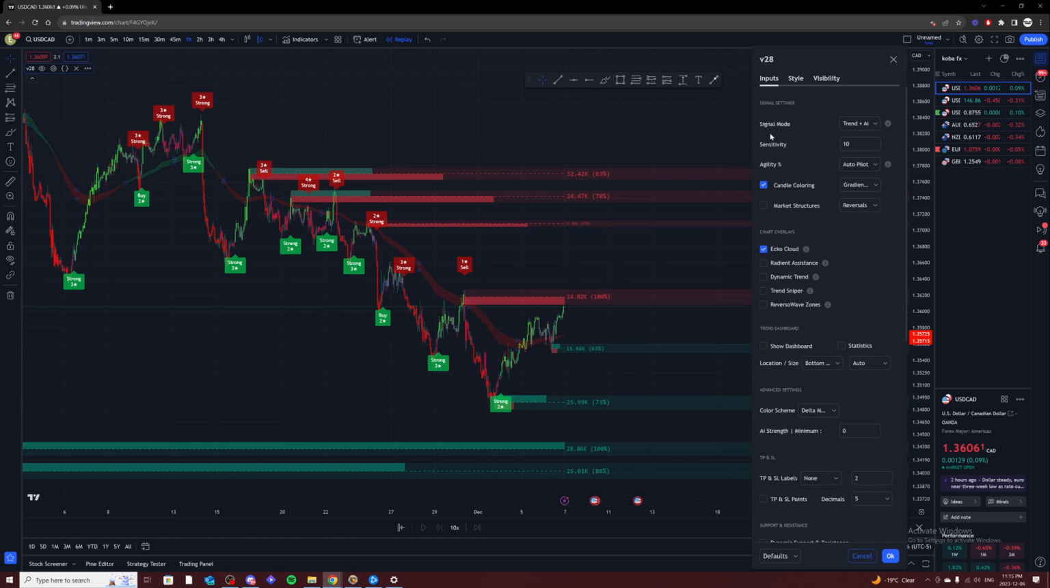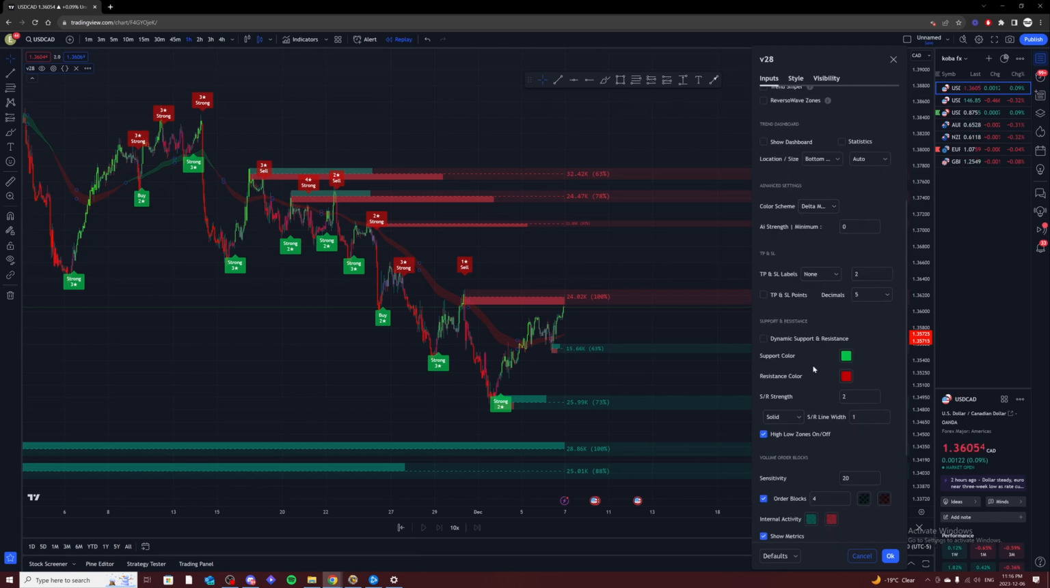Over here, we're going to have the signal mode under trend and AI. Next, we're going to have the candle coloring on gradient and turned on. Then we want to make sure that we have the echo cloud turned on. And one more thing, we want to make sure sensitivity is between 10 and 20. Simply play around with sensitivity to see what looks best on your chart for that specific time you're looking to trade, and then use that sensitivity for your trades. It's not going to be a big difference, but it could make a little bit of a difference when you're trading. So between 10 and 20 for the sensitivity.